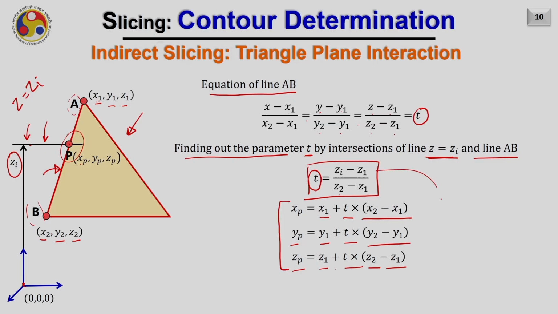It is obvious, if I put the value of t here, zp will be nothing but zi. So, this is how you can easily find the intersection between a triangle and a line. Now, you have all the data with you. You have the intersection points as well as the vertices.